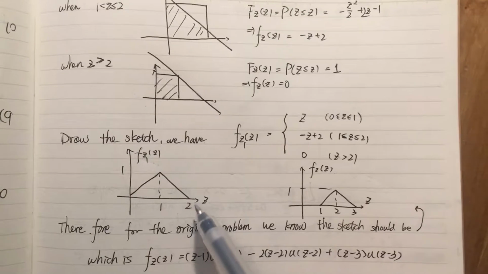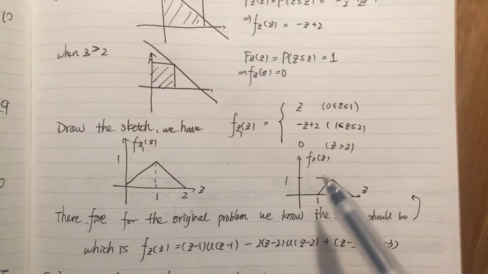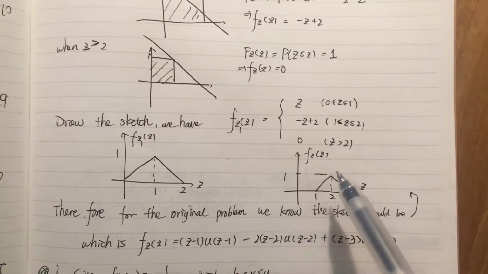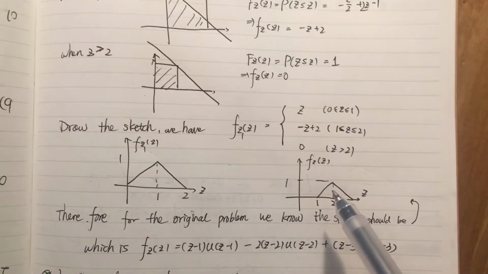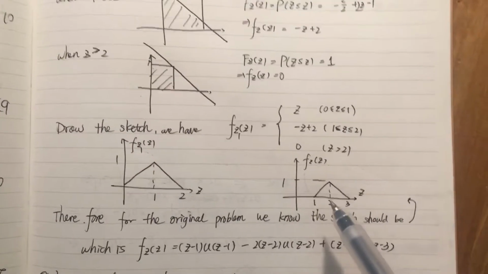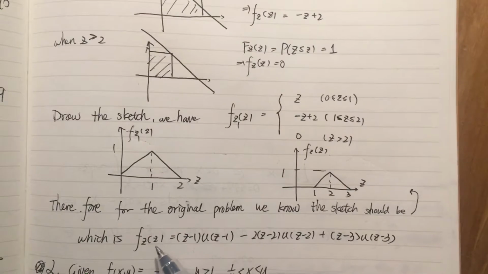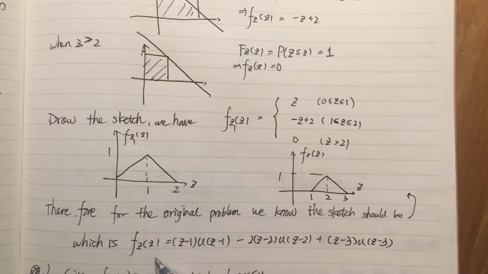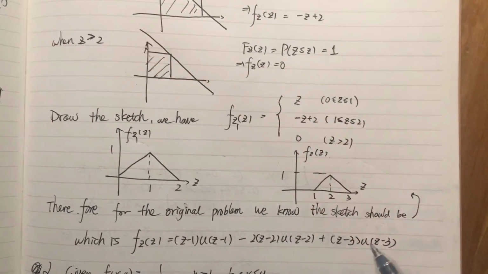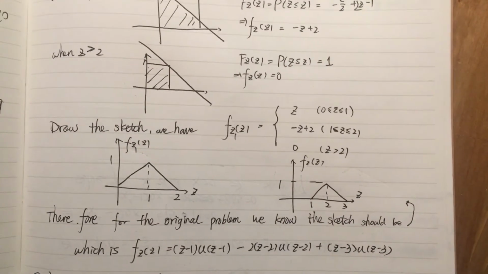And we just shift it by 1 unit to the right-hand side, and this is the sketch of the final result, the originally asked for PDF of z. We can rewrite this in function form or equation form, which is exactly the same as we got from the first approach. This is the end of this first problem.